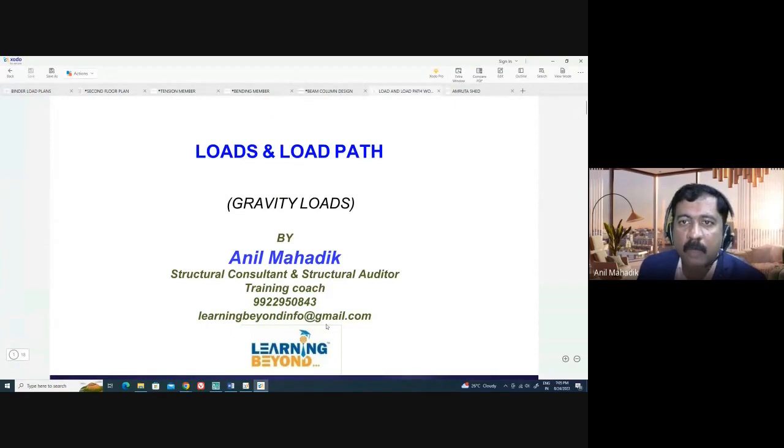As a part of our workshop series, today we are going to discuss loads and load path. This data is required for structural engineers and civil engineers, all of you know. As we are dealing with different structures, we do the analysis and design in the office, and we also do the construction on site as a civil engineer. So this knowledge is very important from a civil engineer's point of view and a structural engineer's point of view.